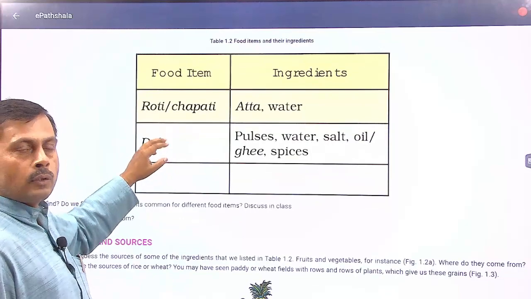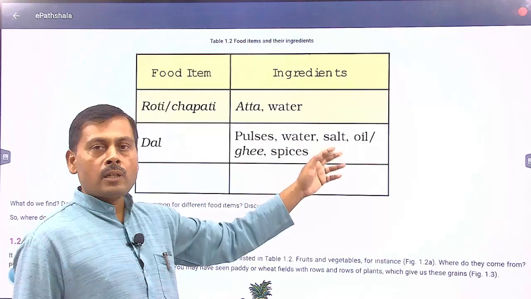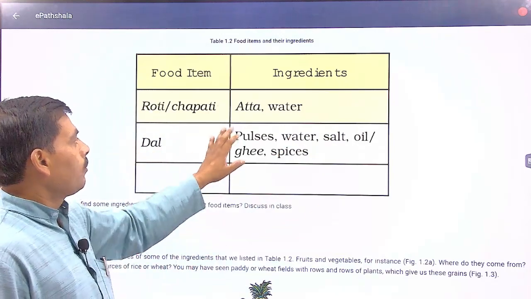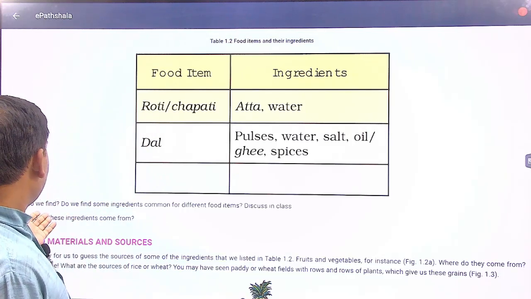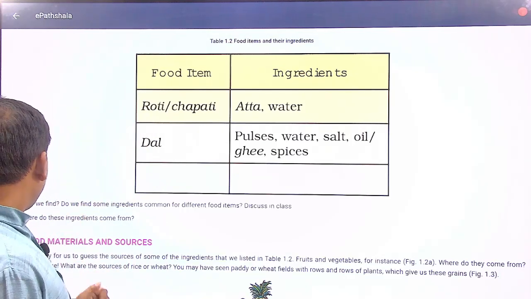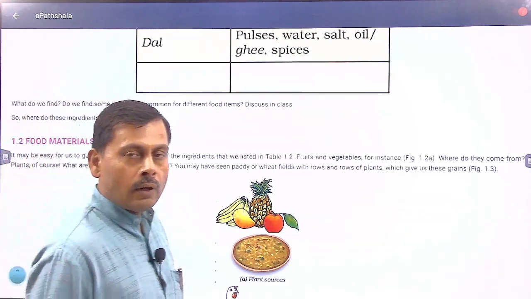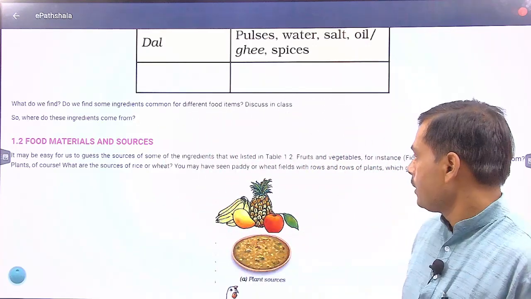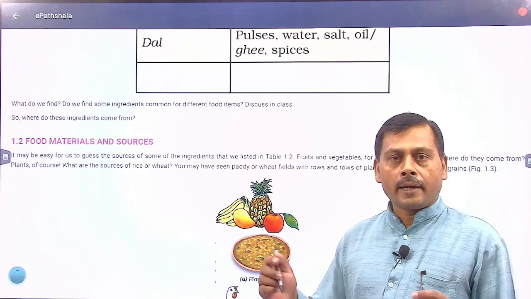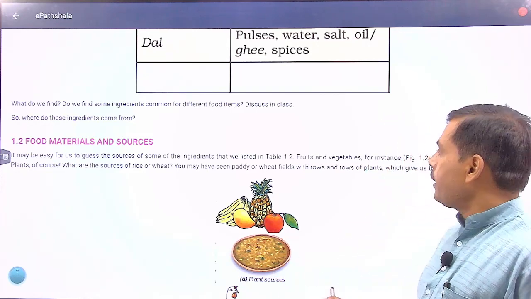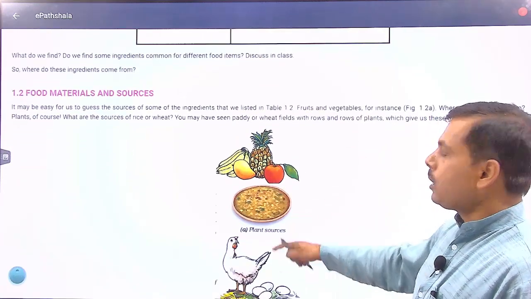Here, make a table of the various types of food items and the various types of ingredients at your home, and make a full balanced diet chart. What do we find? We find various types of food materials, and they are obtained from various sources. What are the sources? The sources from which food materials are taken by us are known as sources. The first source is the plant.